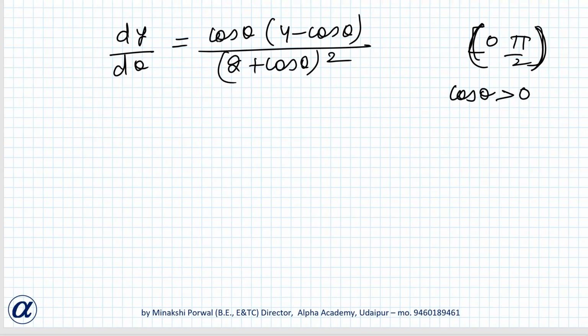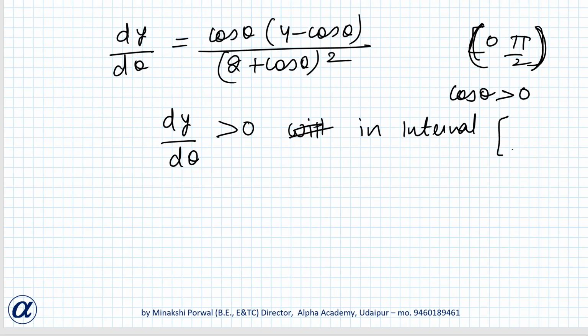So this will be positive, this will also be positive, and the value of cos theta always lies between 1 and -1, and between 0 to pi by 2 its maximum value will be 1. So 4 minus 1 will again be a positive number. So this term is positive, this term is positive, and this term will also be positive. So we can say that dy by d theta will always be greater than 0 in the interval 0 to pi by 2.